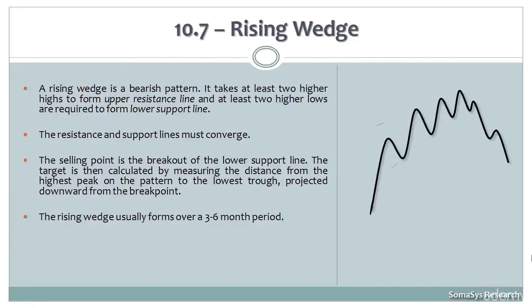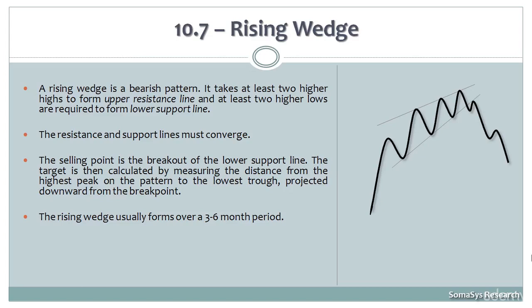A rising wedge is a bearish pattern, but may also appear as a continuation pattern. It takes at least two higher highs, ideally three, to form the upper resistance line, and at least two higher lows are required to form the lower support line. The resistance and support lines must converge as the pattern matures. Now the selling point is the breakout of the lower support line.